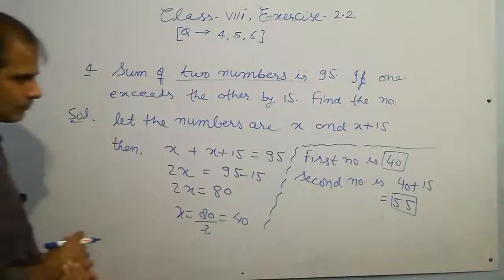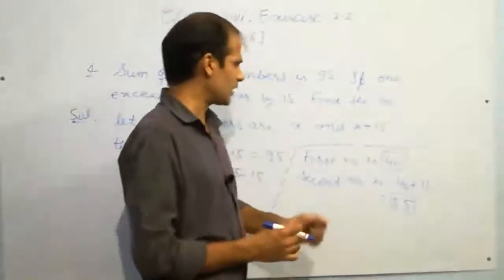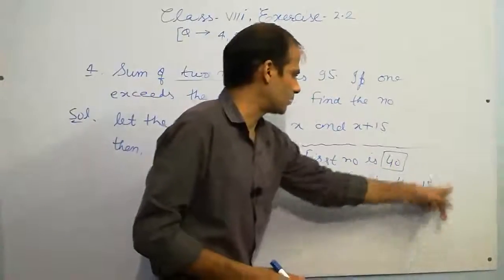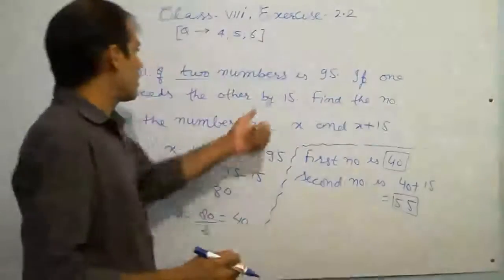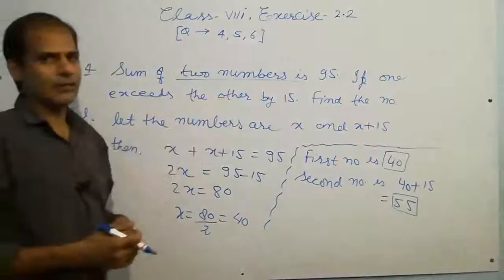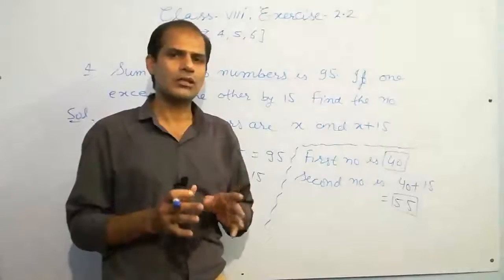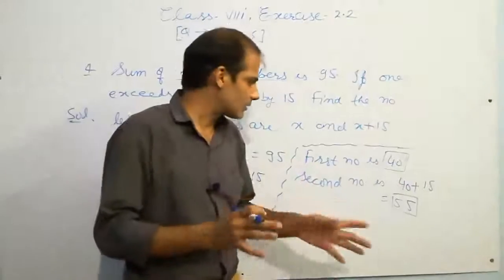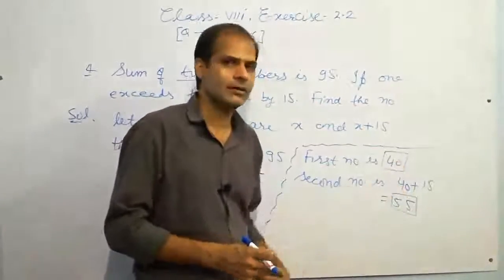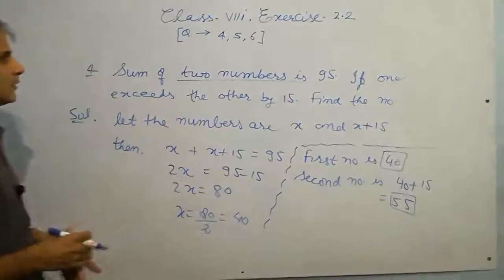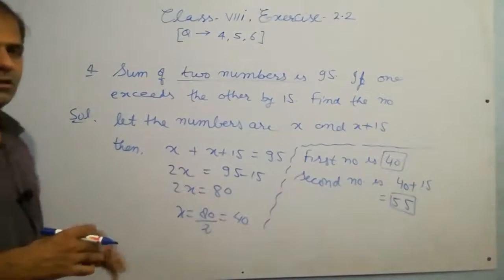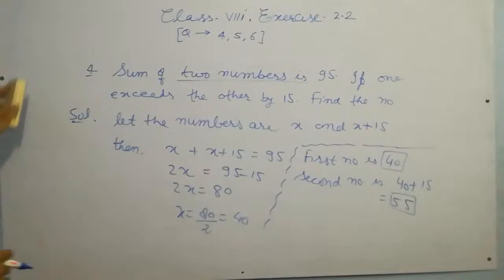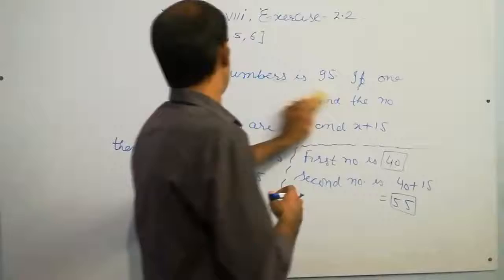So it's very easy. How will you cross check? See, sum of two numbers is 95. So sum of both these is 95 and one exceeds the other by 15 means एक नंबर दूसरे से 15 ज़्यादा है. तो क्या ये नंबर इससे 15 ज़्यादा है? Yes. ये 55 है या 40 है? So we have cross checked. इस तरह से आप अपने आंसर को चेक कर सकते हैं. So students, note it down.